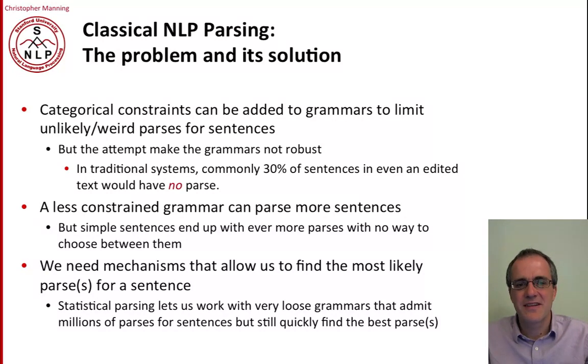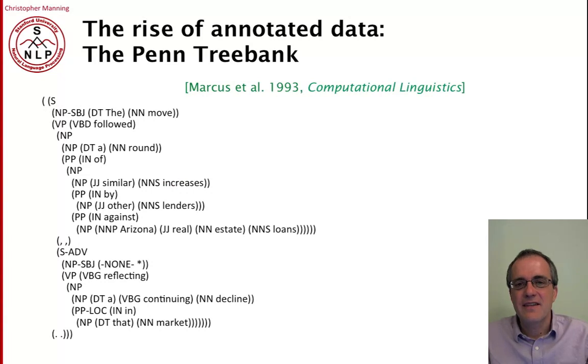How can you build a statistical parsing system? That's where the topic of data comes in. And so the huge enabling factor for being able to build statistical parsing systems was the development of tree banks. And here I'm showing an example sentence from the Penn tree bank, which was the earliest widely available tree bank and still the most famous.